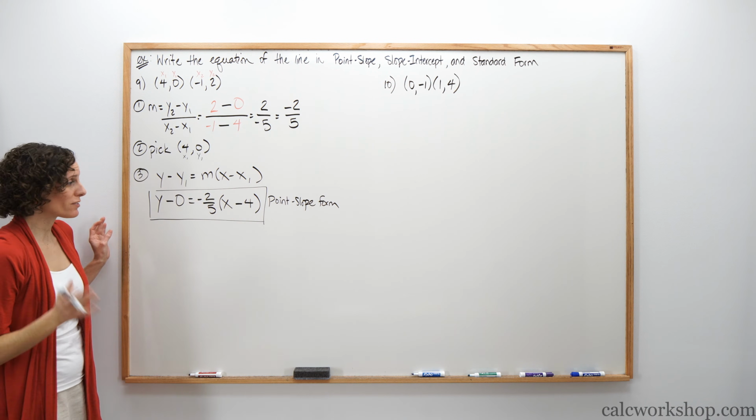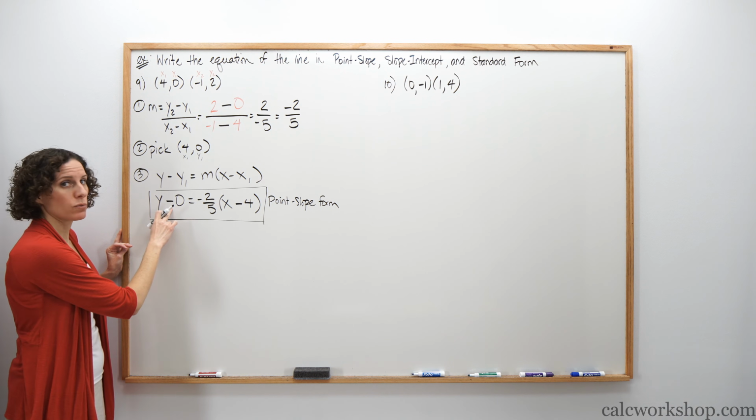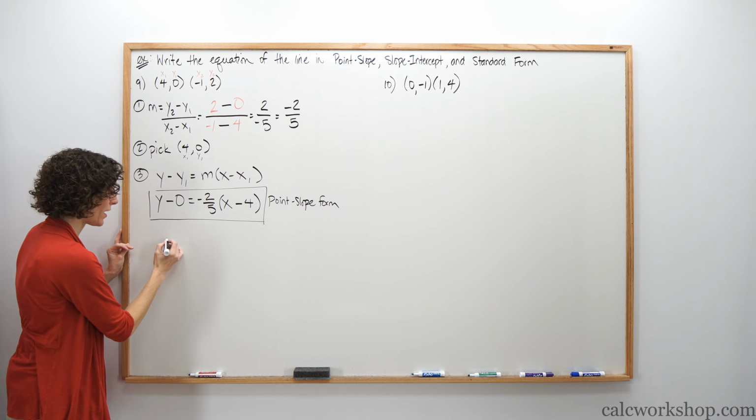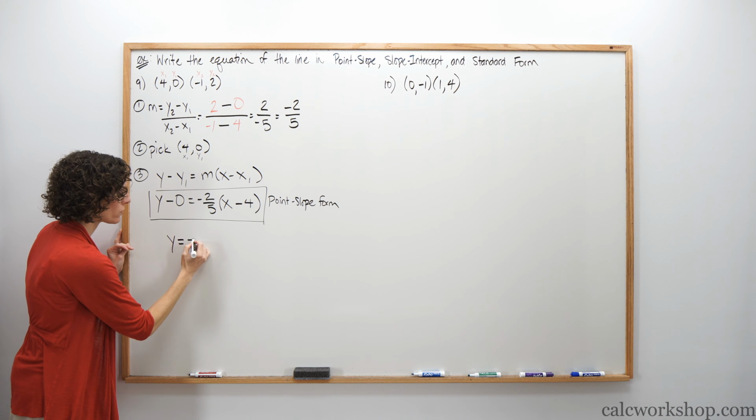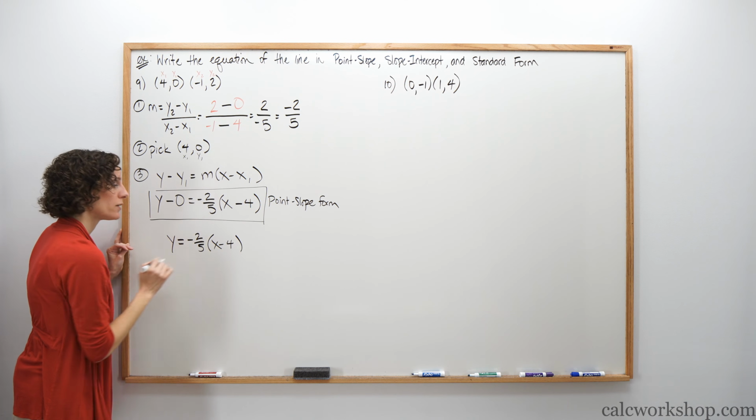So we've done the first part. So now let's get it into slope-intercept form. Well, what do we need to do? Y minus 0 is just y. So y equals negative 2/5 times the quantity x minus 4.